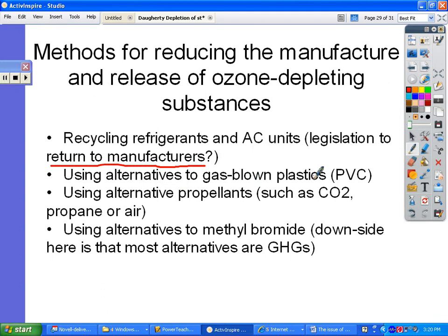Using alternatives to gas-blown plastics, PVC, so using other types of construction materials. Using alternative propellants. So again, we don't use CFC in the propellant spray cans anymore, so maybe using CO2 gas instead, propane or air. And then using alternatives to methyl bromide, which we said is that fumigant pesticide that you use in the soil. The downside to a lot of the other fumigants that they use is that most of the alternatives they use are actually greenhouse gases. So which problem do we want to fight here? Do we want to fight greenhouse gas problem, or do we want to fight the ozone depletion problem?